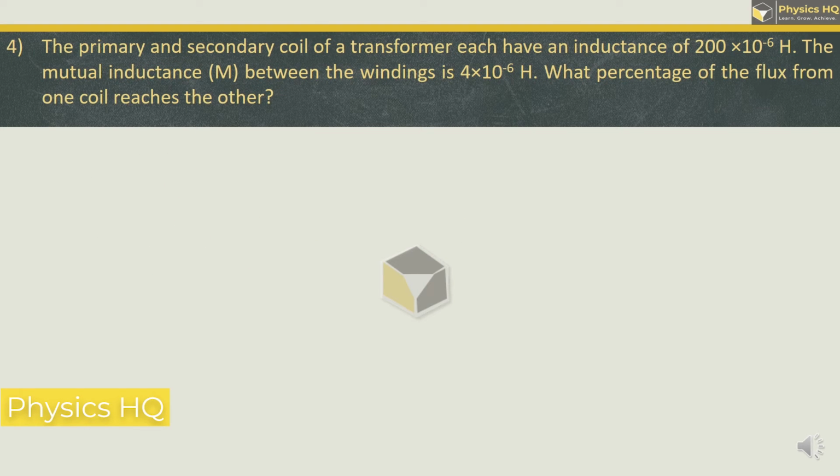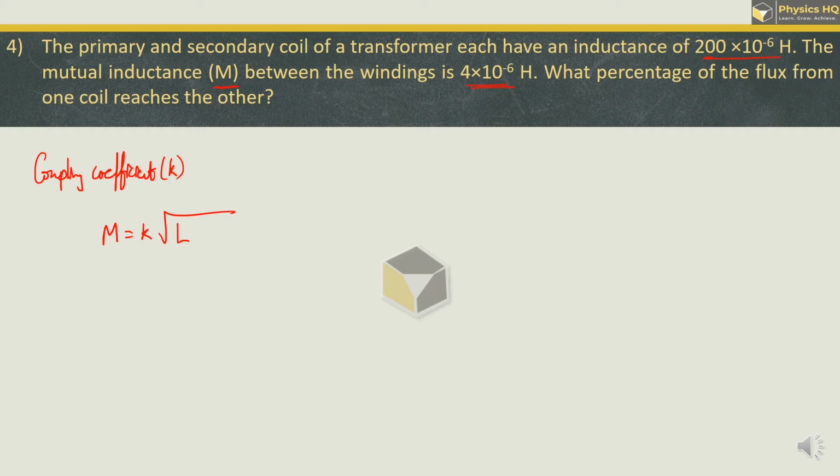The primary and secondary coil of a transformer each have an inductance of 200 into 10 raised to -6 Henry. The mutual inductance M between the windings is 4 into 10 raised to -6. What percentage of the flux from one coil reaches the other? They want us to find the percentage coupling coefficient K. We'll be using the formula M is equal to K root of Ls and Lp.